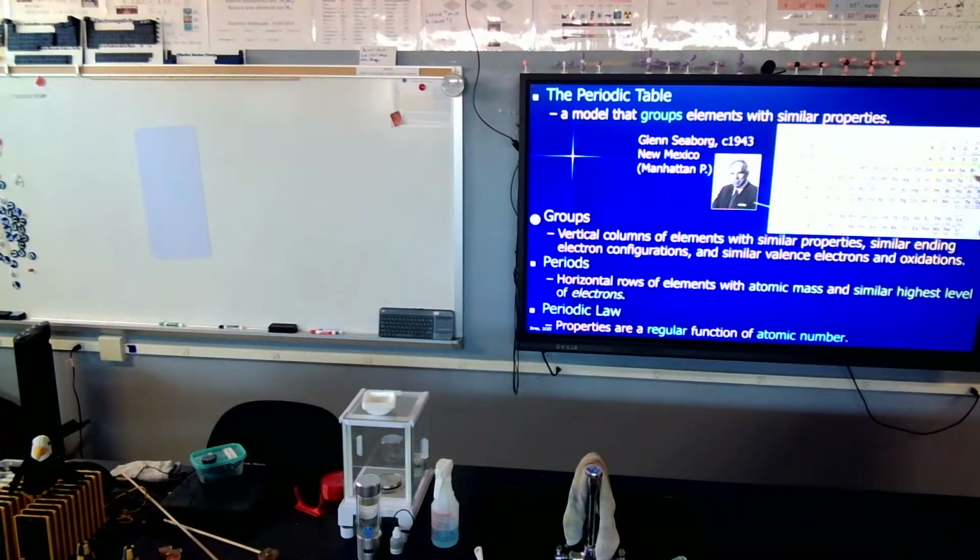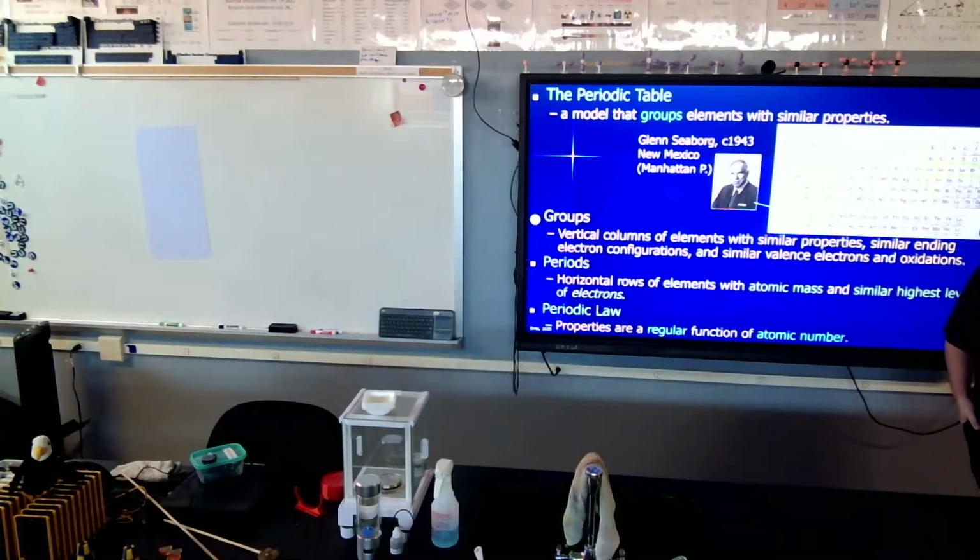So all the elements in the highlighted period are in level 4. All their highest energy electrons are in level 4. Hydrogen and helium are the only elements in period 1, and they're the only elements that have all their electrons in level 1. And then again, like I said, periodic law is that properties are a regular function of their atomic number. I would recommend you learn that as properties are periodic functions of their group, because that's the most important thing.